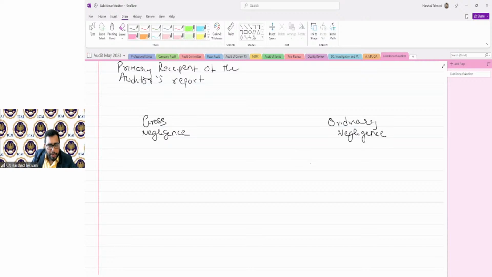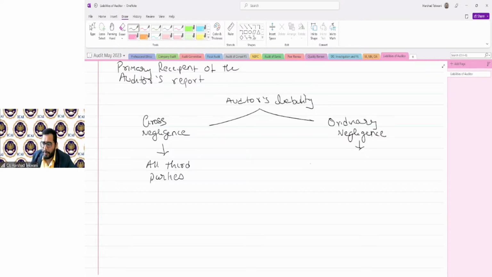Now, for the auditor's liability, for gross negligence, all third parties are included, which includes fraud also. But when I talk about ordinary negligence, there is a difference between the two classes. The difference arises for ordinary negligence, in the liabilities towards the other beneficiaries. There are various case laws which decide what the position should be in case of ordinary negligence.